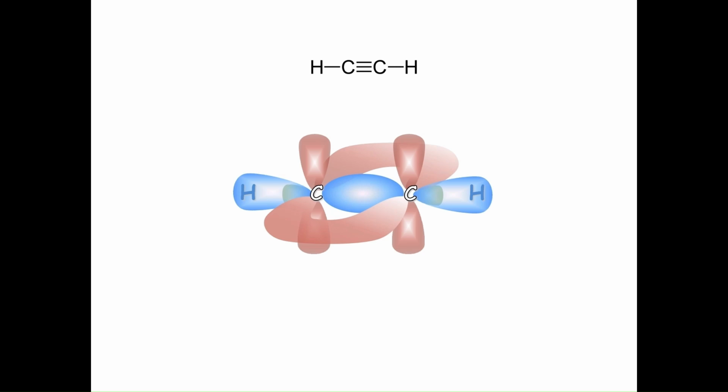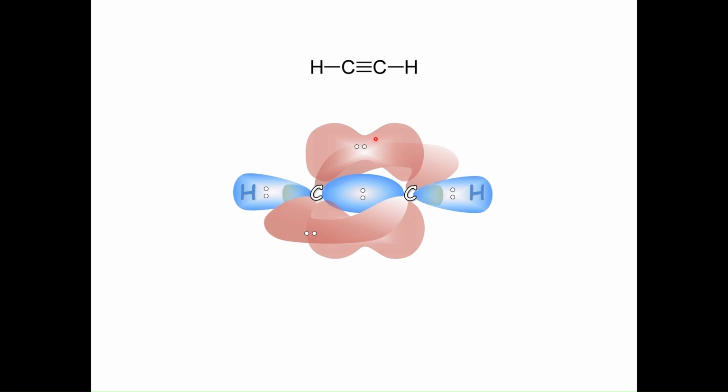The next pi bond will be created by the side-by-side overlap of the two vertical p orbitals in both carbon atoms. This side-by-side overlap creates a pi bond orbital above and below the bond axis between the two carbon atoms. When we overlay the electrons, you can see that there is a pair of electrons in every one of the sigma bond orbitals, and there is a pair of electrons for every pair of pi bond orbitals.